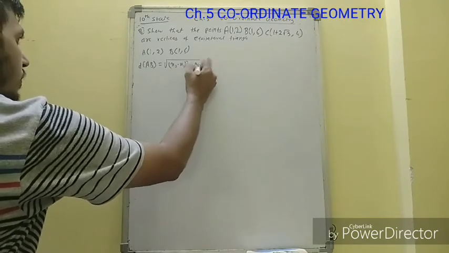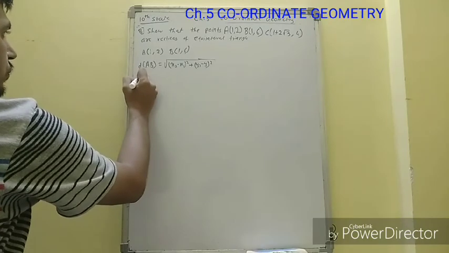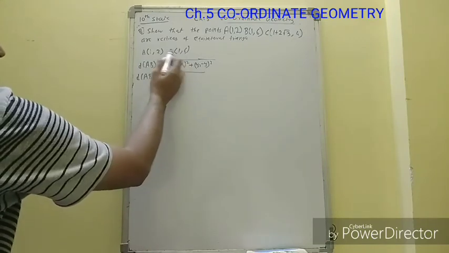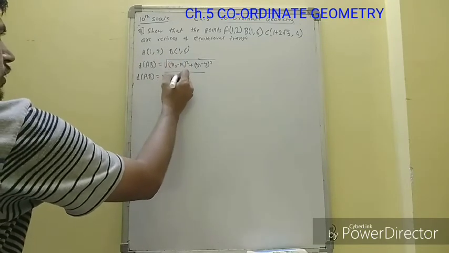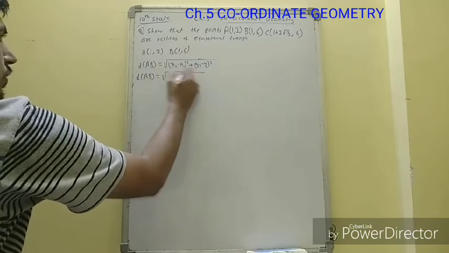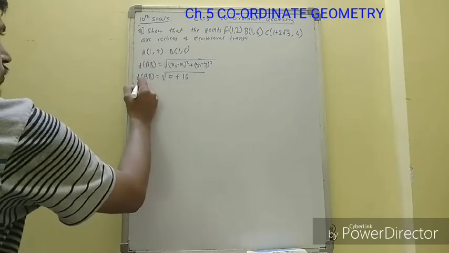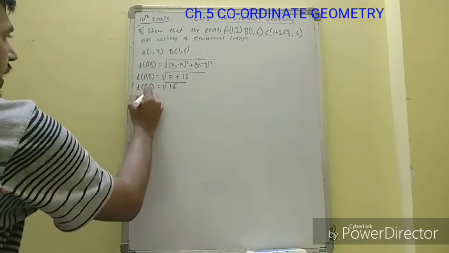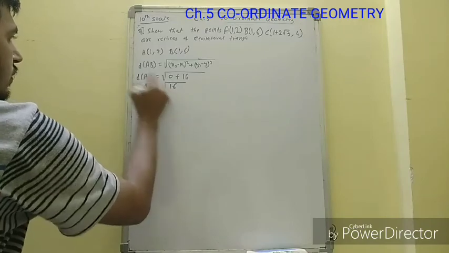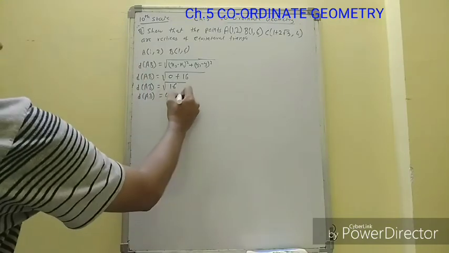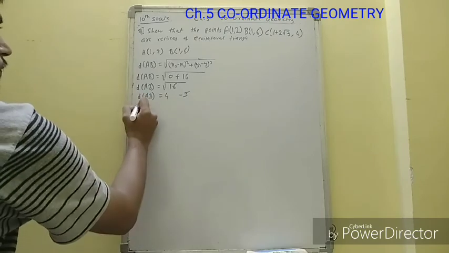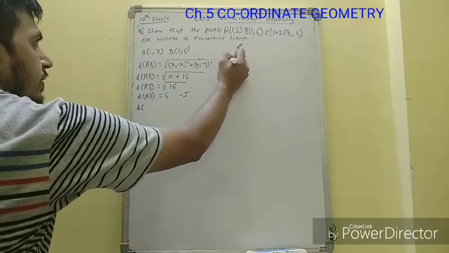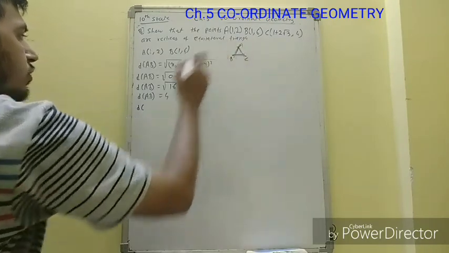Square root of x2 minus x1 the whole square plus y2 minus y1 the whole square. So distance AB is equal to x2 minus x1, 1 minus 1, 0. 6 minus 2, 4. 4 square is 16. Okay. So distance AB is nothing but square root of 16, and square root of 16 is 4. Okay, got it? So this is the first one. Now distance, see this is a triangle A, B, C. So AB is done. Now I will do BC.